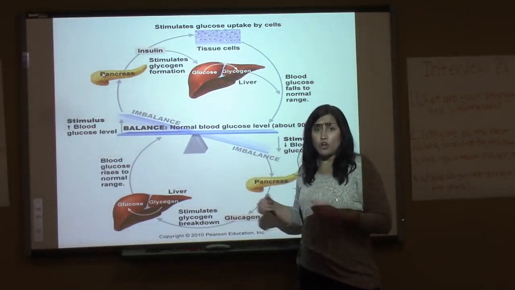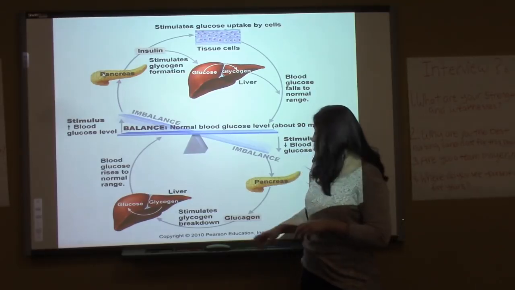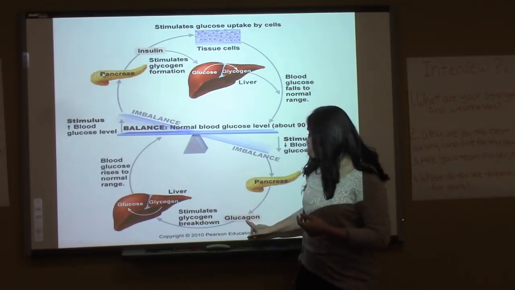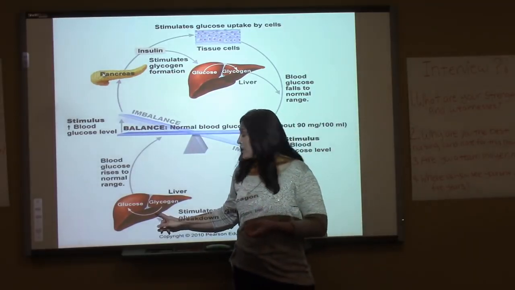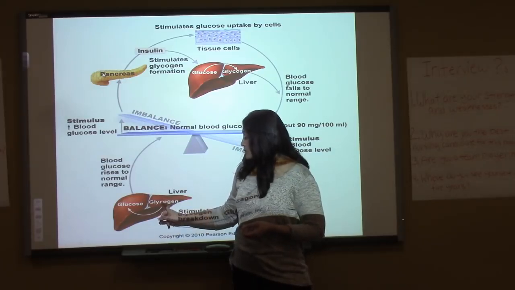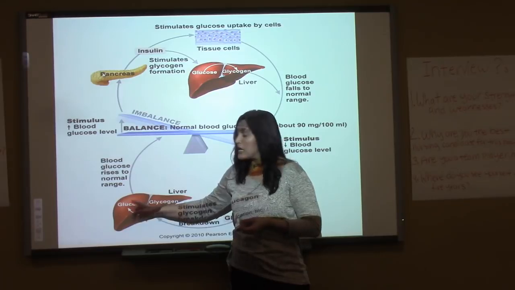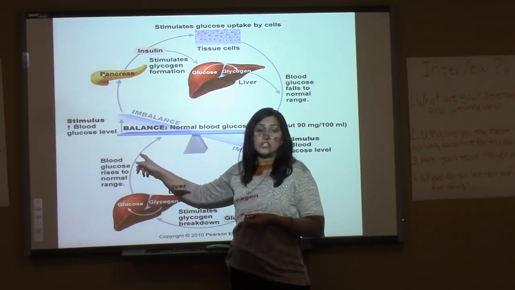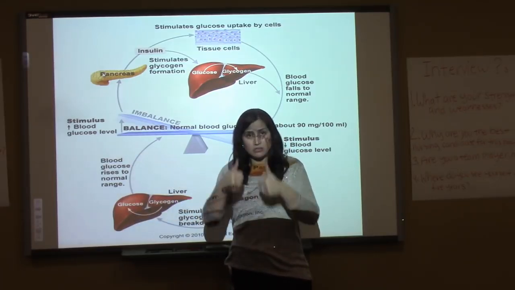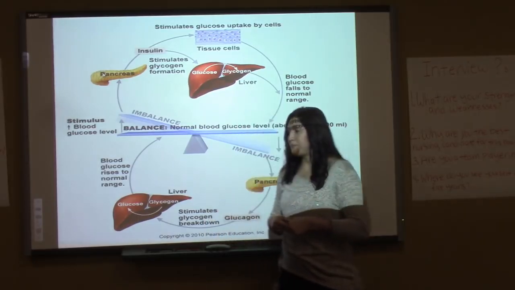What is the function of glucagon? It is to increase your blood glucose levels. So how does it do that? Glucagon travels to the liver. In the liver, it causes the stored glycogen to be broken down into glucose molecules. And this glucose will now enter the bloodstream. Therefore, your blood glucose levels start to rise.